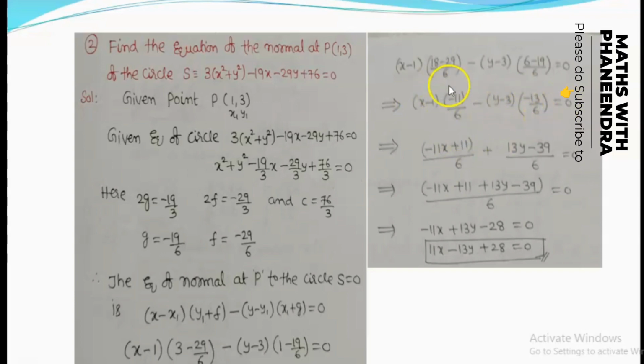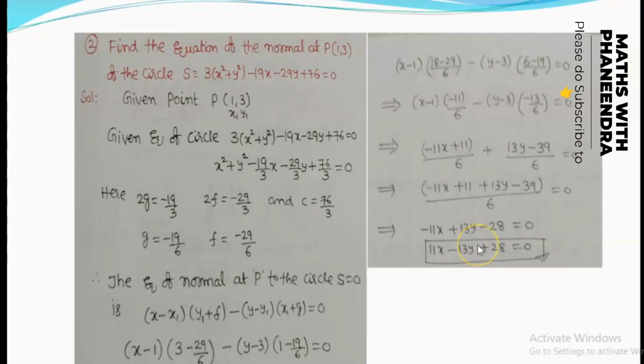So each and every term of this one, multiplying by minus 11: minus 11x plus 11 by 6, minus into minus is plus 13y minus 39 by 6, taking LCM. Whenever the LCM is the same, you have to add the numerators; plus symbol is there. So (minus 11x plus 11 plus 13y minus 39) divided by 6 equal to 0. So by cross multiplying, minus 11x plus 13y minus 28 equal to 0. Throughout multiplying by minus. Why? Because the x term is negative now. The first term always should be positive. By multiplying by minus, we will get 11x minus 13y plus 28 equal to 0.